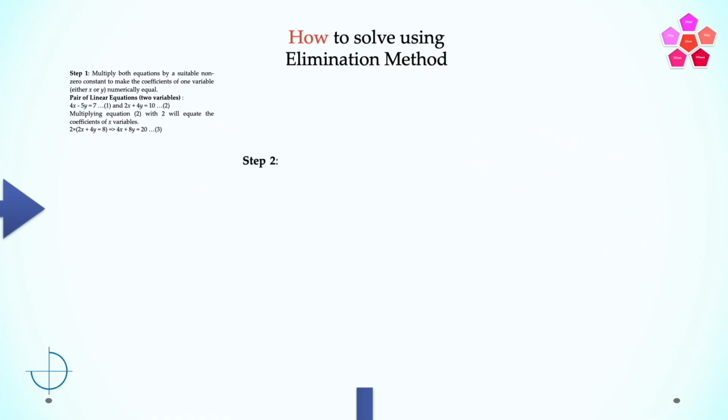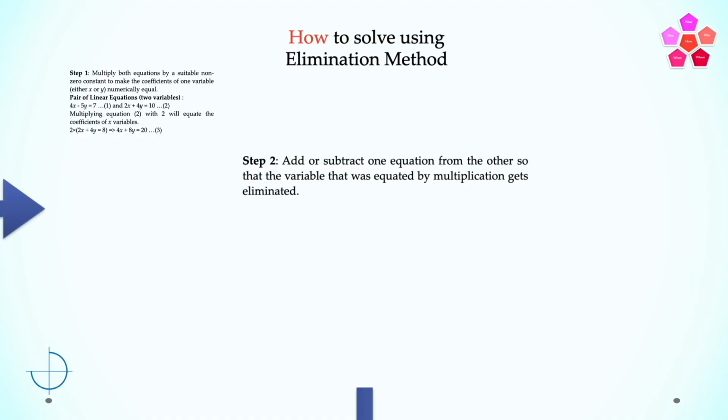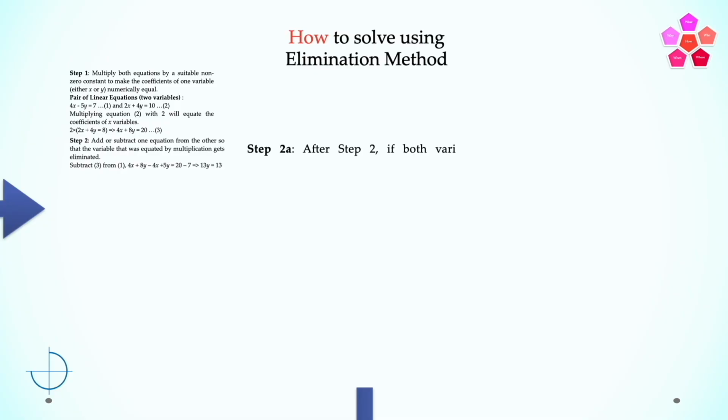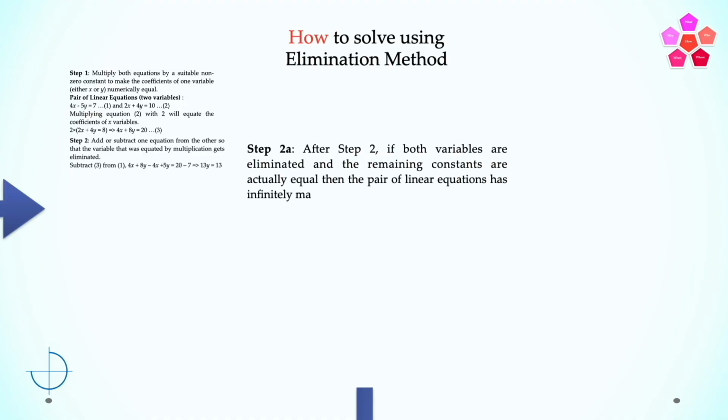Step 2. Add or subtract one equation from the other so that the variable that was equated by multiplication gets eliminated. So finally we are subtracting 1 from 3, which gives us 4x plus 8y minus 4x plus 5y is equal to 20 minus 7, which implies that 13y is equal to 13. After step 2, if both the variables are eliminated and the remaining constants are actually equal, then the pair of linear equations has infinitely many solutions.